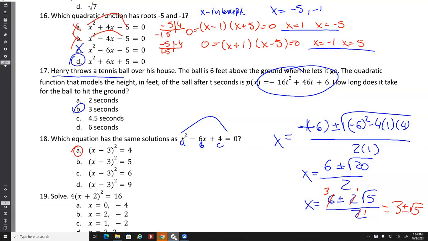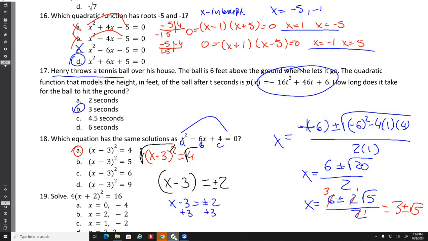Now, I can take each of these, let's just say A, and solve it. To get rid of the square, I have to take the square root of both sides. This cancels out, leaving me with x minus 3 equals plus or minus 2. I'm going to add 3 to both sides. So x will equal 3 plus or minus 2. So I get 3 plus 2 and 3 minus 2, which is 5 and 1. Neither of them matches this one, so A is not it.